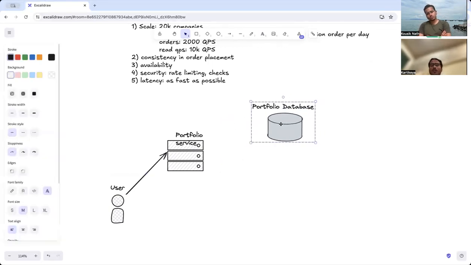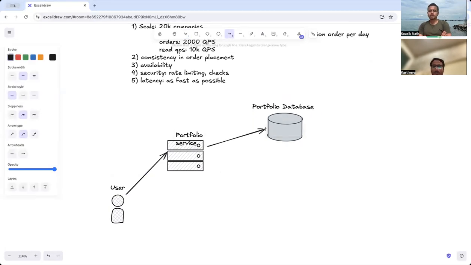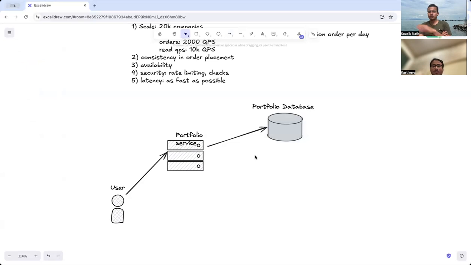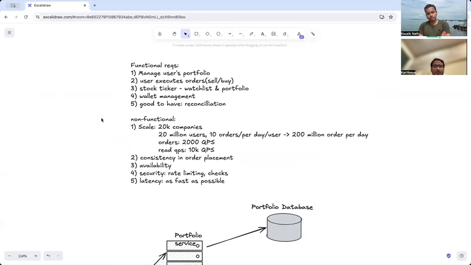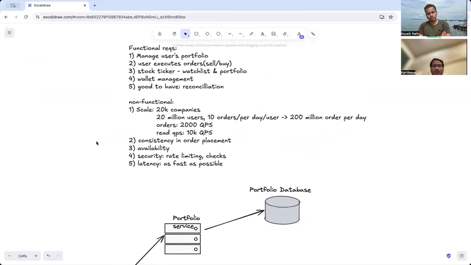Now, if you talk about the technology of the portfolio database, I think we can keep the technology part for later. Let's complete the high level design of the whole system, and then you can deep dive. So that was this part, and now users should be able to execute orders.